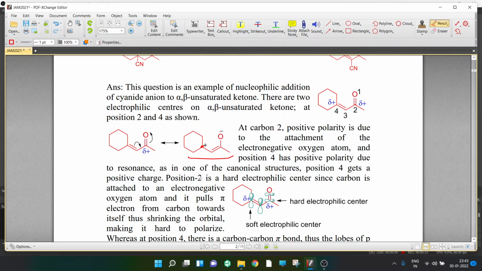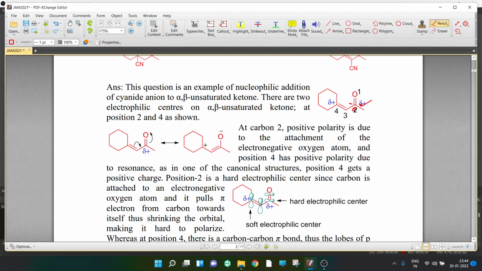So position number 2 is called a hard electrophilic center. Here the p orbitals on the carbon, on which the attack will happen, have small lobes because the oxygen is electronegative. It takes the electron density strongly towards itself, so the whole orbital shrinks. So only a hard nucleophile will attack here.